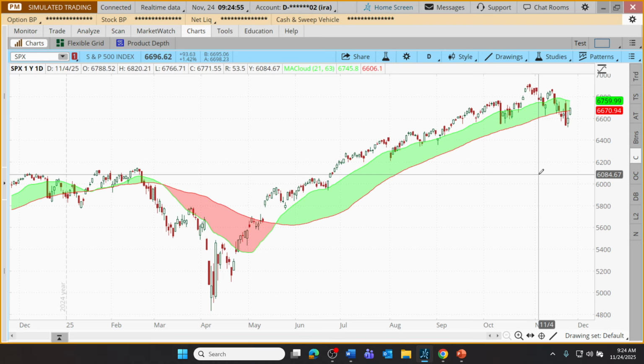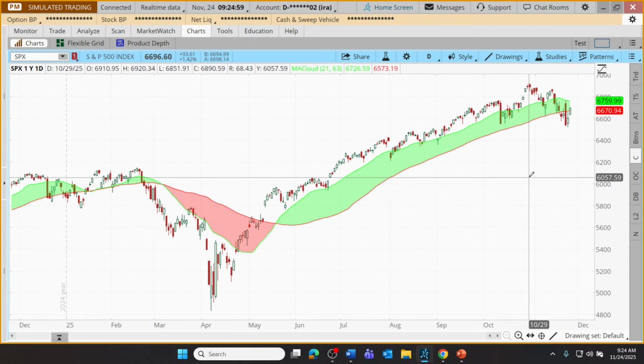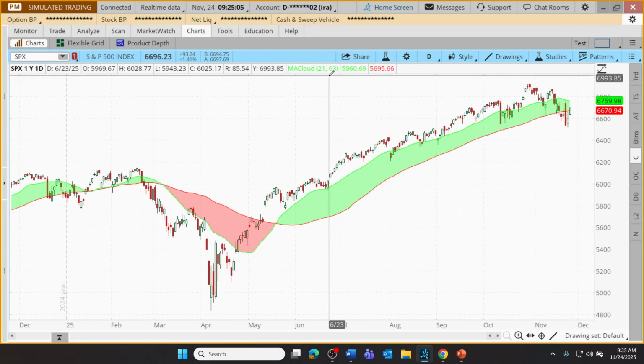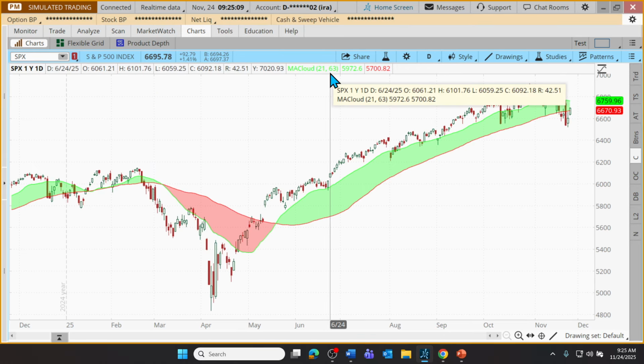So what we're looking at here, for those that are familiar with moving averages, is a combination of two common moving average types. It's two exponential moving averages, one with a length of 21 days and a second with a length of 63 days. Now, 21 days is a typical month and 63 days is a typical quarter's worth of trading days.